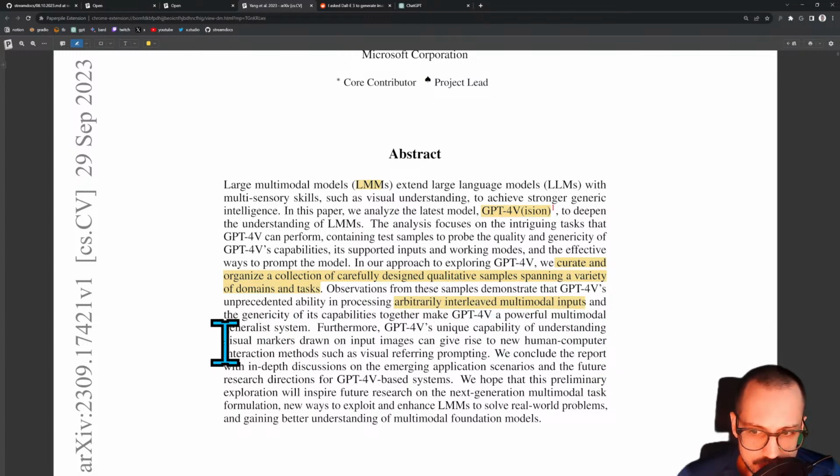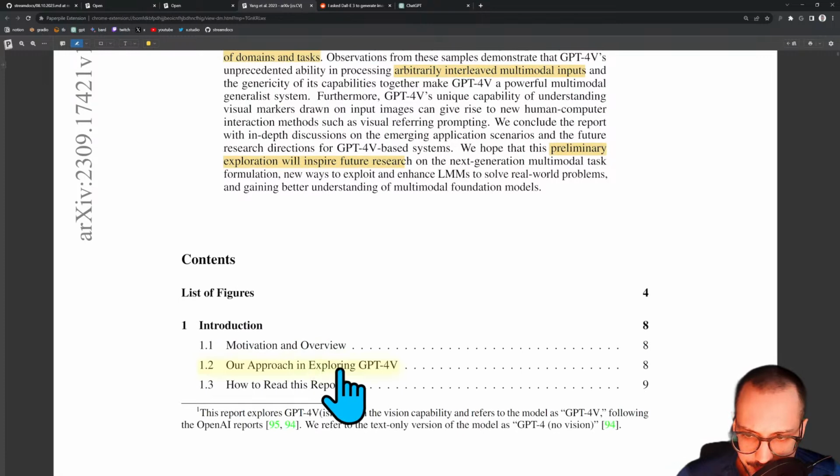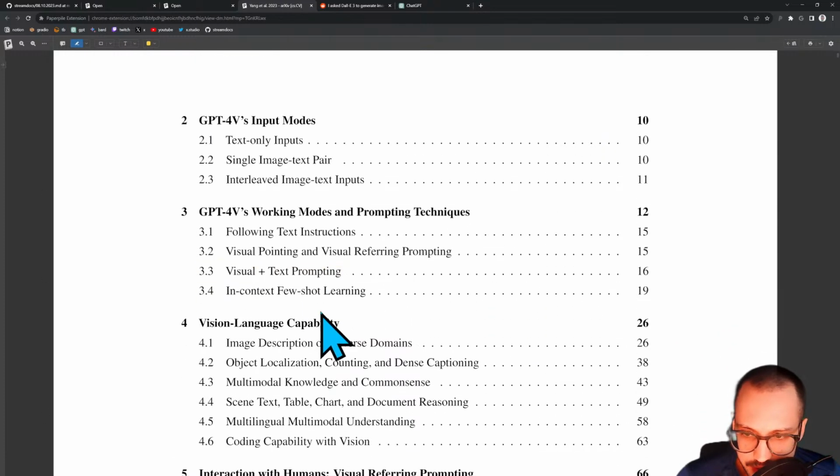Unique capability of understanding visual markers. We conclude the report with in-depth discussions. We hope that this preliminary exploration will inspire future research on the next generation of multimodal task formulation, new ways to exploit and enhance. How to read this report.